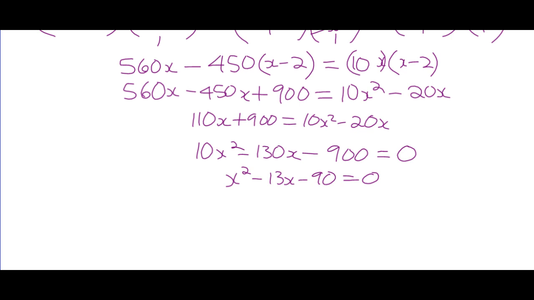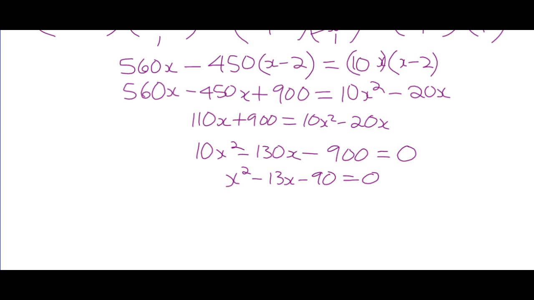We know that x has to be a whole number, right? Because you do not buy a case of 3.7 shirts. There's 3 shirts, or there's 4 shirts, or there's 5, whatever. So I need 2 numbers that multiply to 90 and differ by 13.